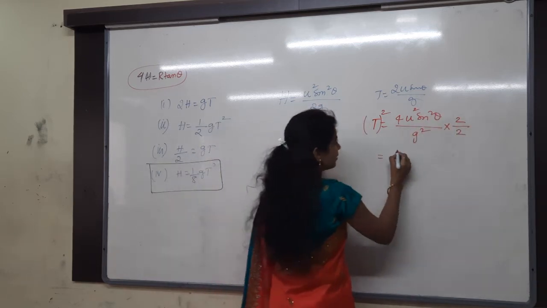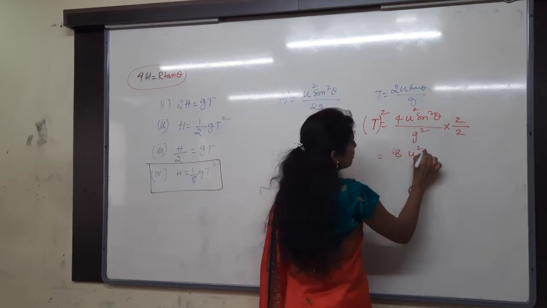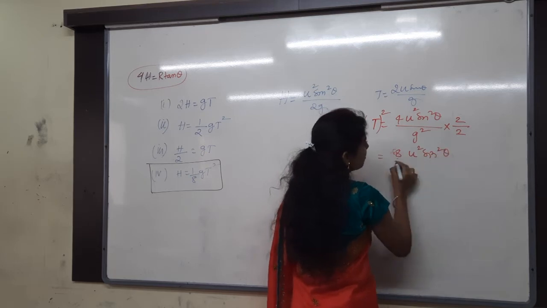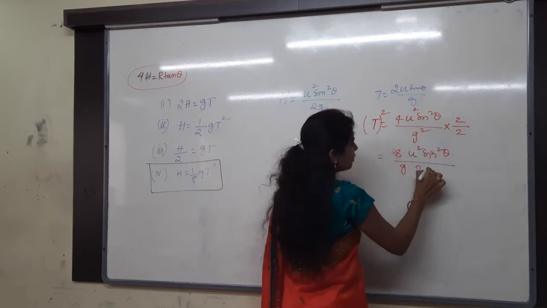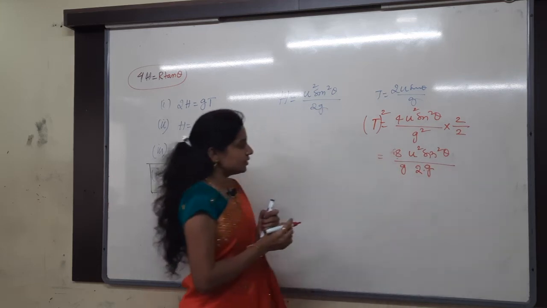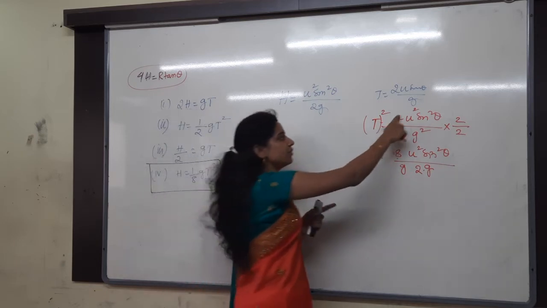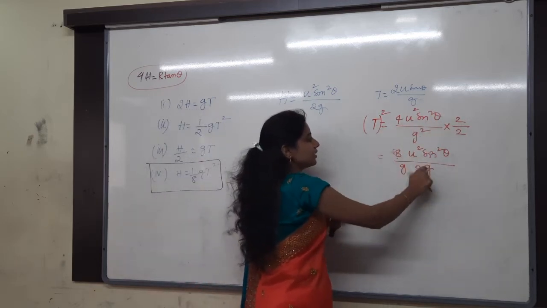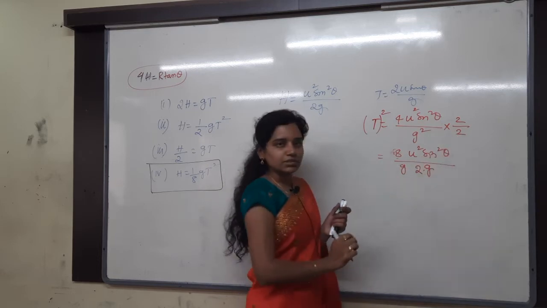Then this one what I can write? 4 into 2 will be obviously 8 u square sin square theta by, one of the g I will write separately, another 2 and then g. Check that, did I do any mistake there? Did I write anything extra? 4 into 2 will be 8 u square sin square theta by g square, I am writing as g into g, then into 2, that's it.